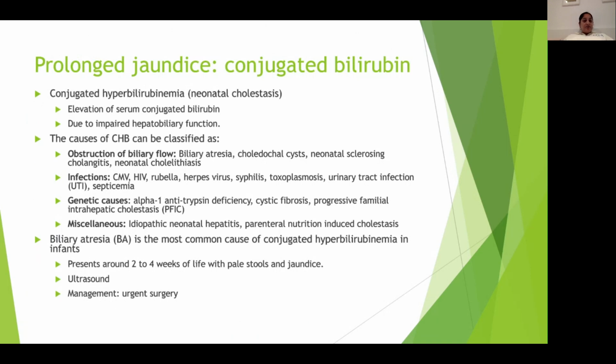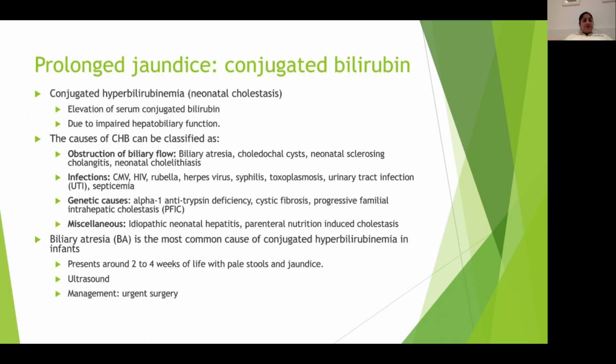They might have an infection such as CMV, HIV, rubella, toxoplasmosis, even UTIs as well, or they might be septic. There can also be genetic causes of conjugated hyperbilirubinemia, such as cystic fibrosis. And then there are other causes as well. So it might be idiopathic neonatal hepatitis, as well as parenteral nutrition-induced cholestasis too.